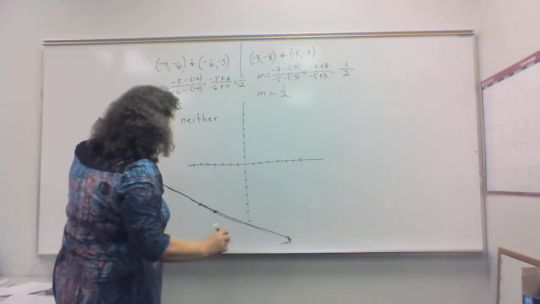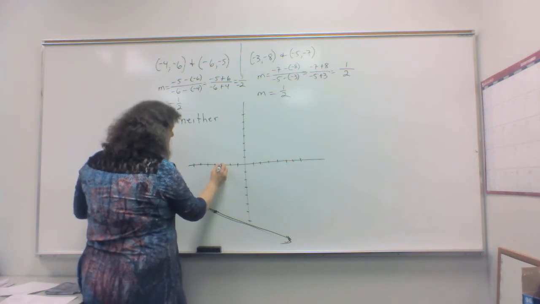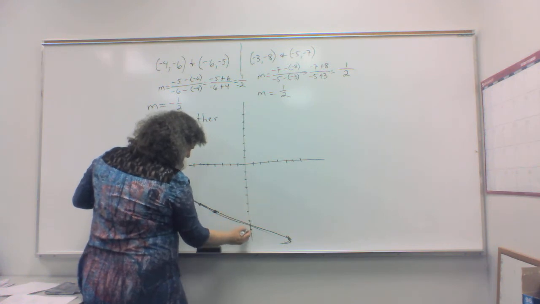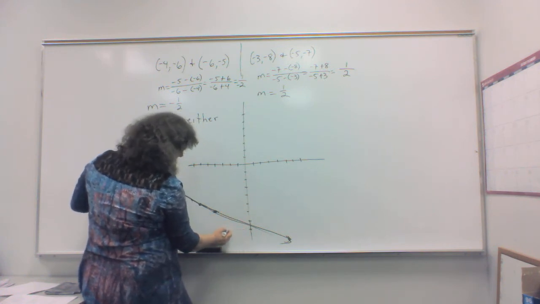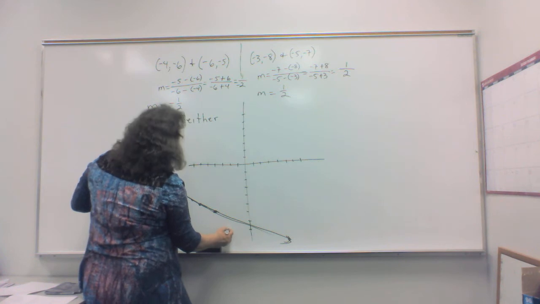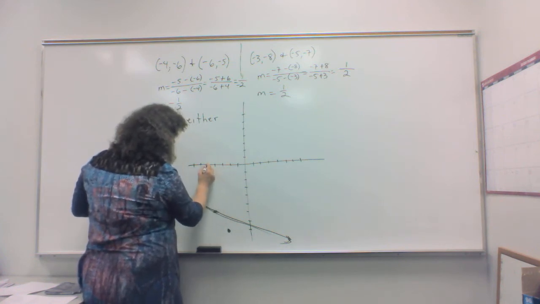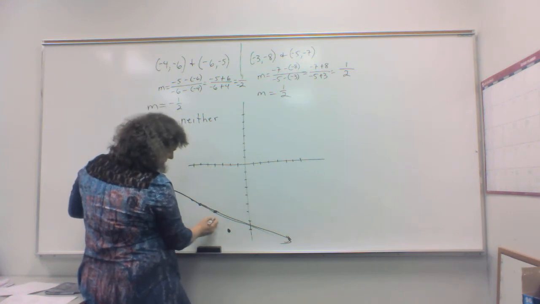Okay, let's look at the other one. (-3, -8). I'm going to carry this down further. Okay, there's one point. And (-5, -7).